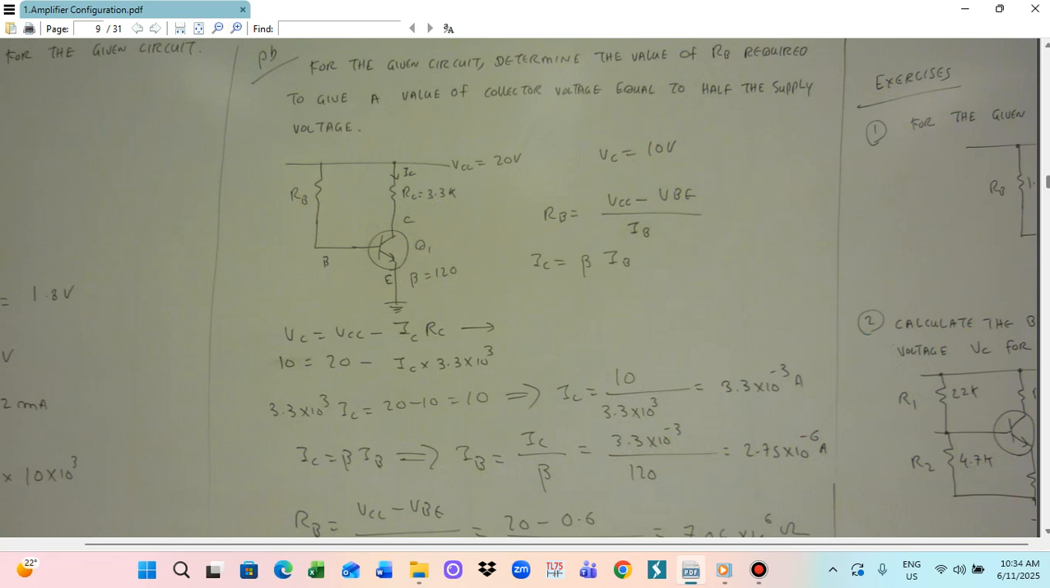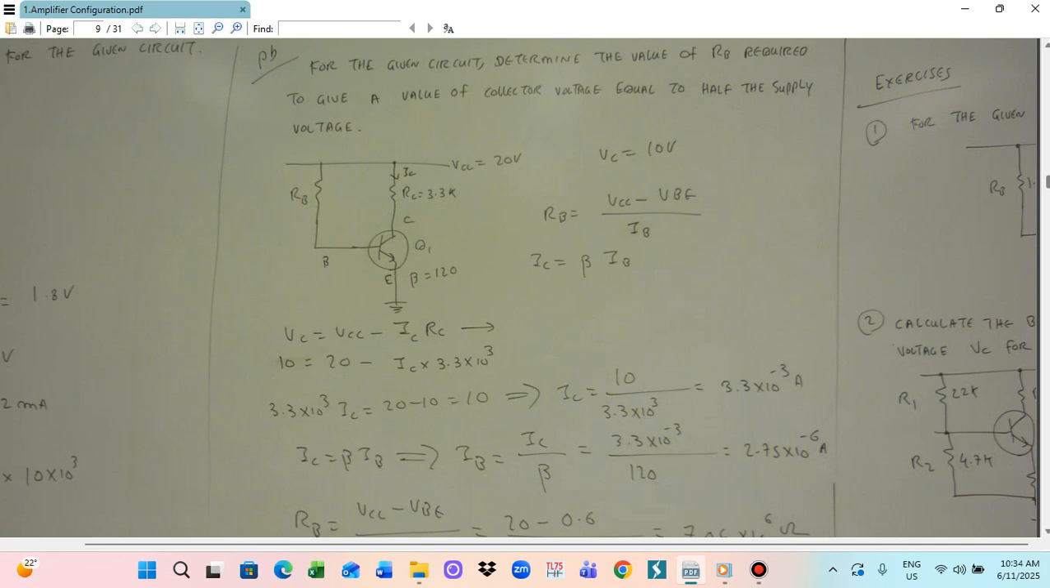To know IB, you also have to know IC, because IC is equal to beta times IB. Beta we already know, it is 120. So to get IB, you have to know IC. If you can calculate IC, then you can get IB. When you get IB, you will be able to calculate RB. Therefore, the most important thing to calculate is IC. IC needs to be calculated.